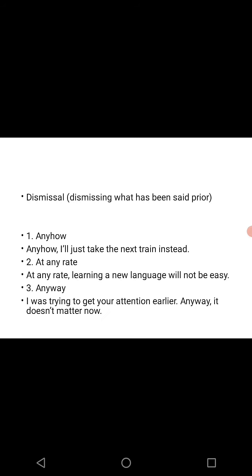And then dismissal, which is dismissing what has been said prior. First is "anyhow," and their example is "anyhow, I will just take the next train instead." Second is "at any rate," and their example is "at any rate, learning a new language will not be easy." And third is "anyway," and their example is "I was trying to get your attention earlier. Anyway, it does not matter now."